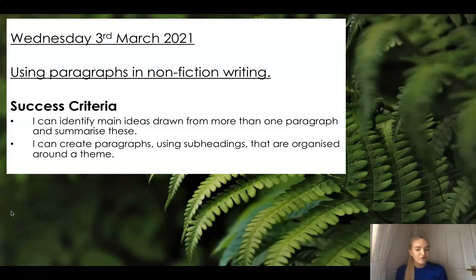Now, before we begin, can you remember what the difference between non-fiction and fiction writing is? Maybe you could give some examples of the type of text that might be suggesting that it is a non-fiction text and the type of text that might be suggesting it's a fiction text. So pause the video and have a think. Can you remember the difference? Can you give some examples? Off you go.